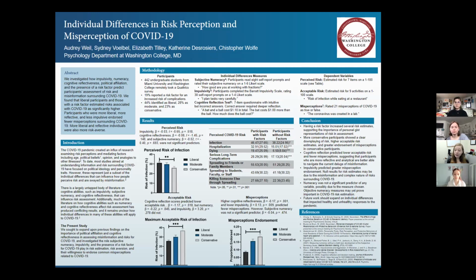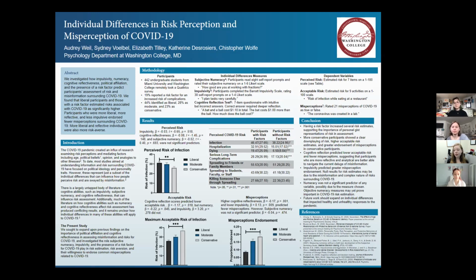Looking at the table on the right, you can see that there were significant differences between participants who had a risk factor for complications surrounding the coronavirus and participants who didn't. In particular, we see that the first 4 different perceived risks were significantly higher for participants who had a risk factor. So that's risk of infection, risk of hospitalization, risk of dying from the coronavirus, and risk of serious long-term complications.